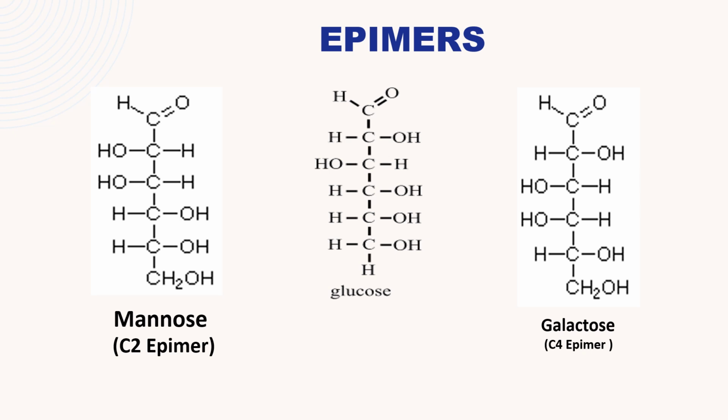Epimers. Glucose has two epimers. One is mannose and another one is galactose. What is the difference from glucose to mannose? In the C2 position there is a change and similarly in galactose in the C4 position there is a change with the glucose. Now see, in case of mannose, at the C2 position, the H and the OH are on different sides. Similarly in galactose at the C4 position, the H and the OH are in different directions. So these are epimers.